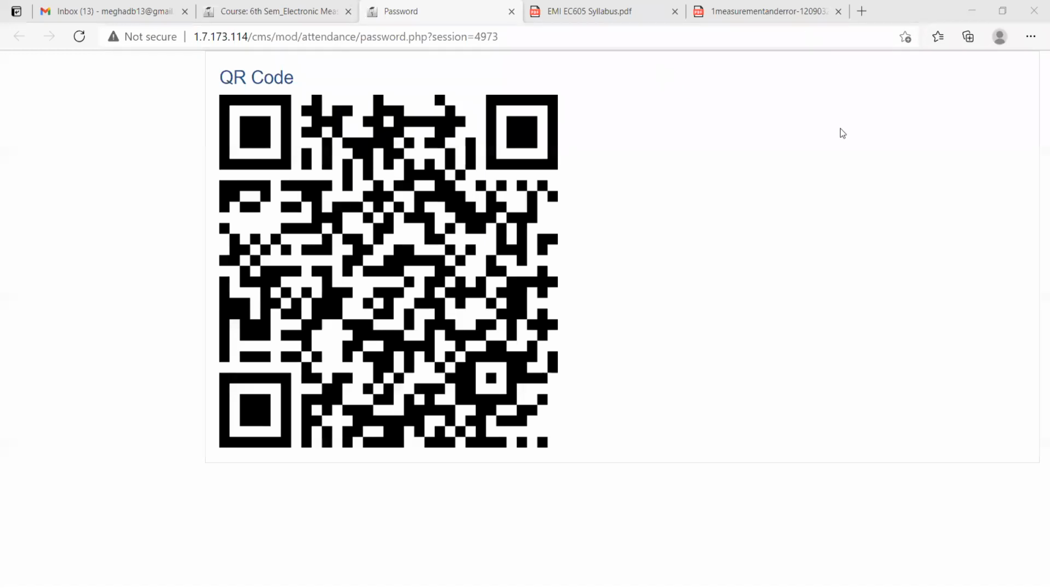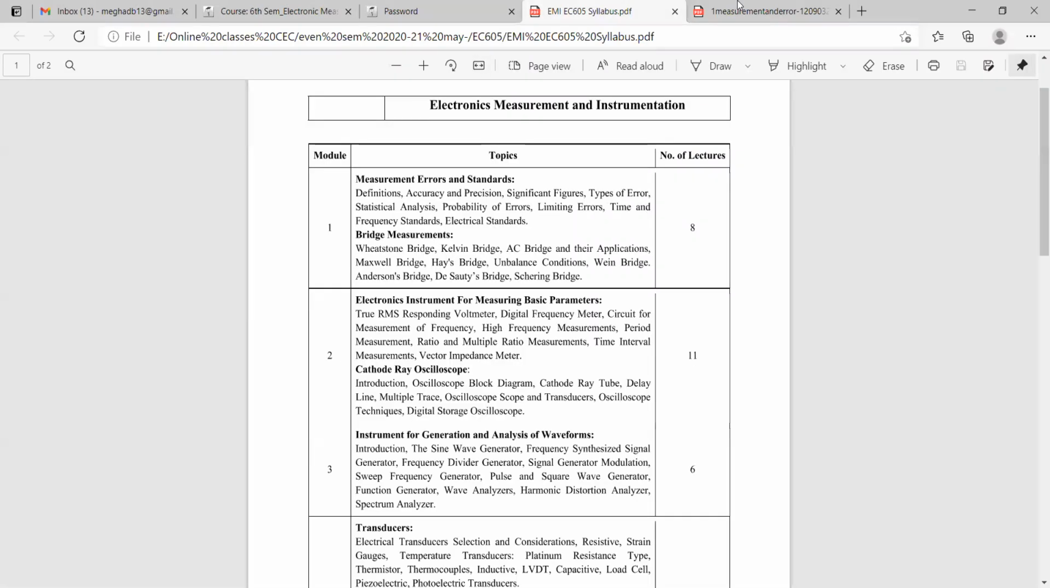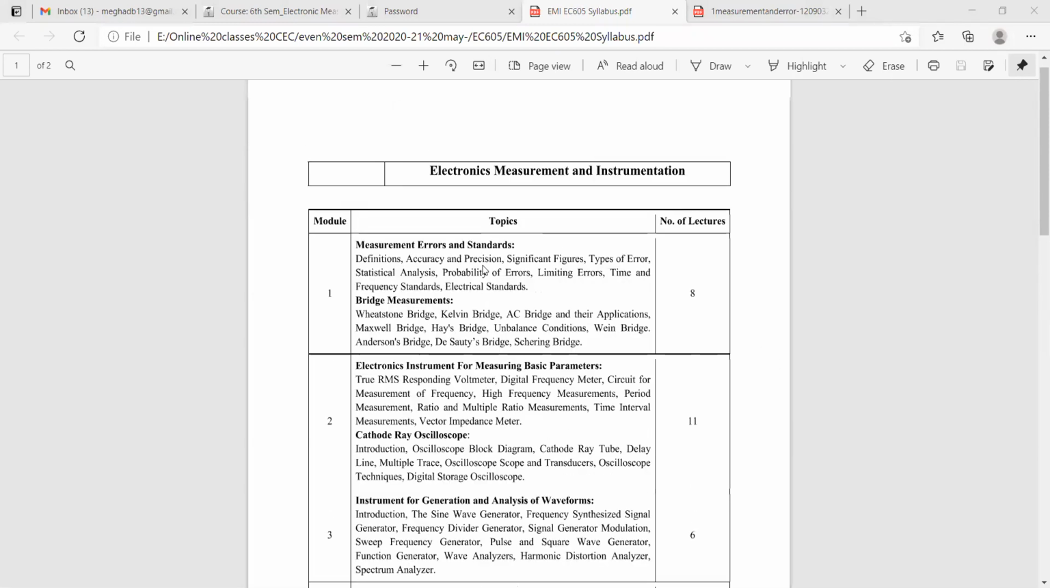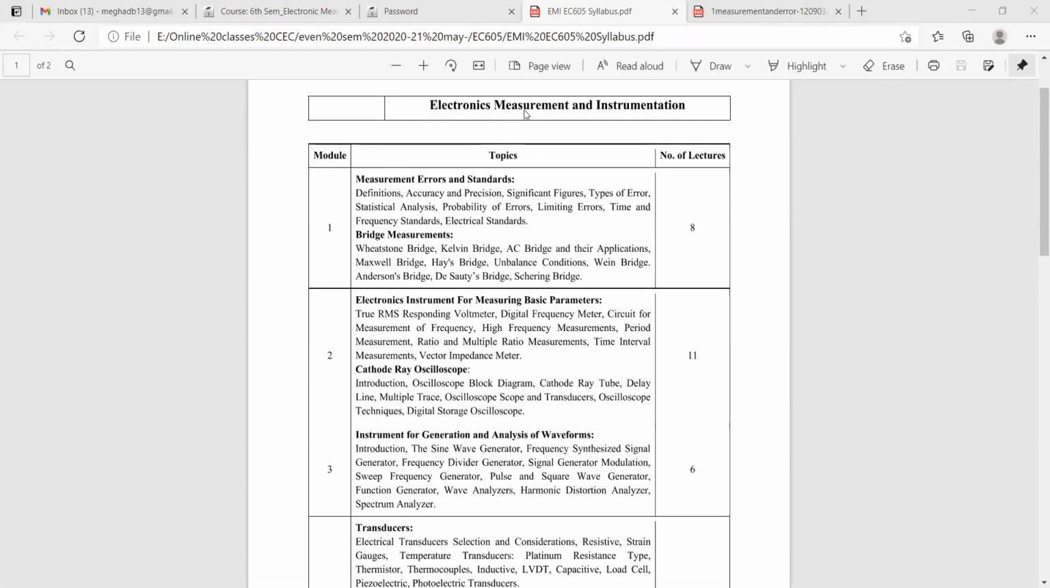Okay, so I think you have all given your QR code attendance. Let me share with you now the syllabus you have. Syllabus is visible. This syllabus I will upload in LMS portal. Don't worry. Okay, so this is the name of your subject, that is EC605N, and this is the electronics measurement and instrumentation. Okay, name of the subject. And these are the topics we will cover.